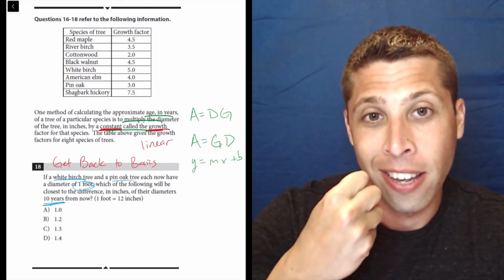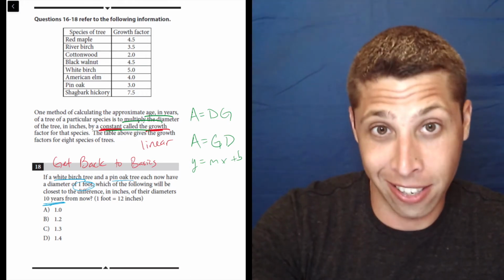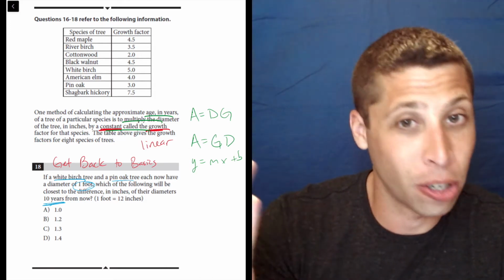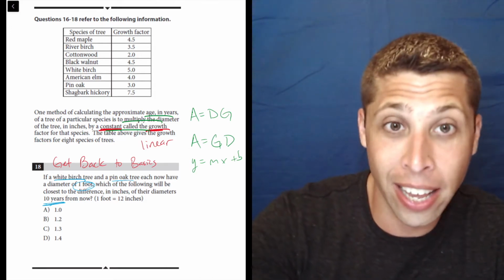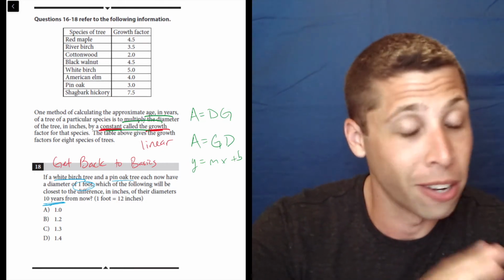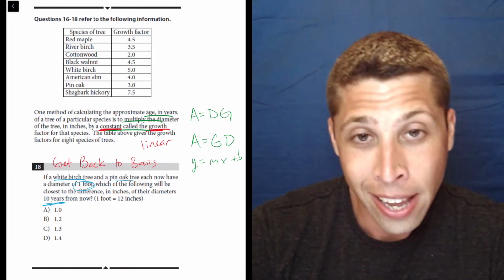It is constant, so no matter how old the tree is, in the same amount of time, it's going to grow the same. So from 0 to 10, it's going to grow the same as if from 10 to 20, from 20 to 30, from 30 to 40, all the same. So why does that matter?